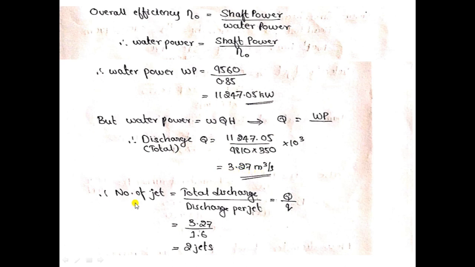Therefore, the number of jets will be equal to the total discharge divided by the discharge through one jet. That is, number of jets will be the ratio of total discharge, capital Q, divided by discharge through one jet, small q. So this value, we will get it as 2.